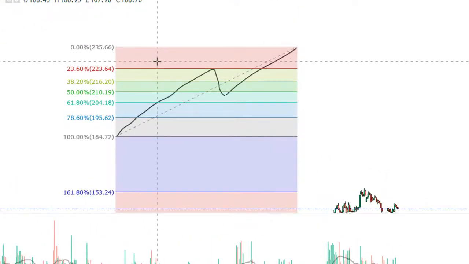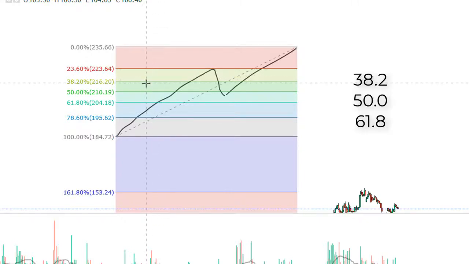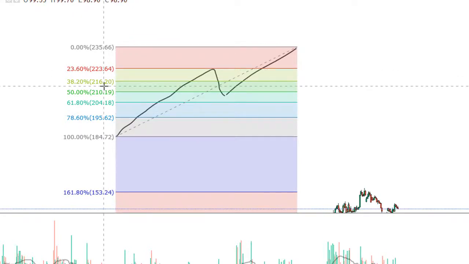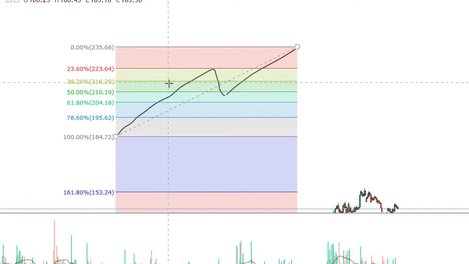And the major retracement levels, or popular retracement levels, are 38.2, 50, or 61.8. So these are the popular levels, and this is in a percentage also. It can be in price when you open it, which is 23.6 or 38.2. It can be in price as well. Now it's in percent, which is easy for you to understand.